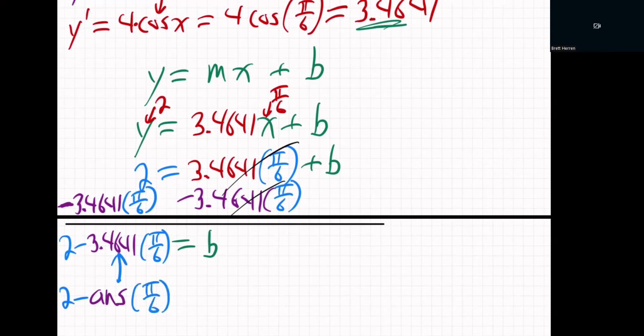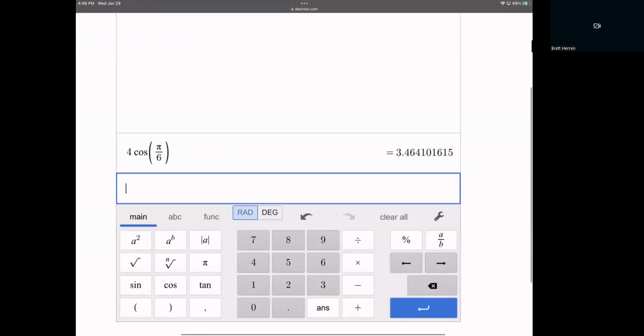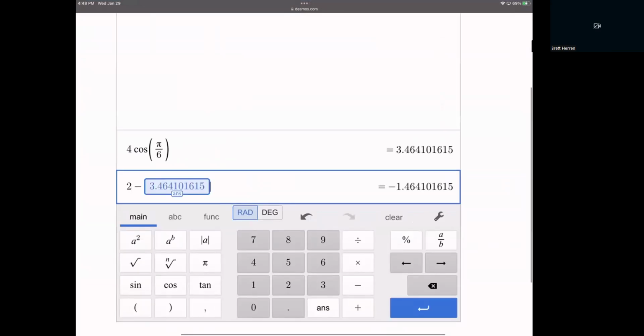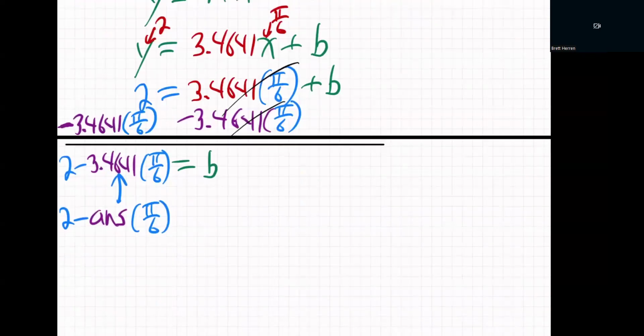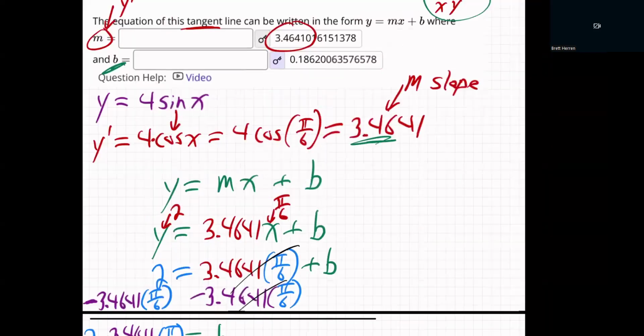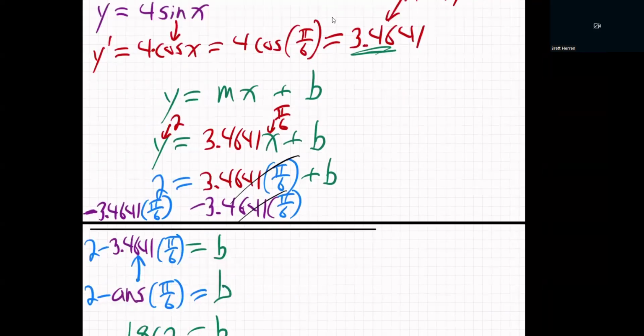Let's go to Desmos. So here we go. Okay, so it's 2 minus, hit the answer button. It gives the exact answer times pi over 6. And boom, there it is. Point 1862. See how nice that is? We don't really even have to write down the decimal. You just use the answer button. Point 1862. Let's go back. And hopefully that was the answer up here. Yes, indeed. There it is. We found it. We found the equation of that tangent line. There we go.